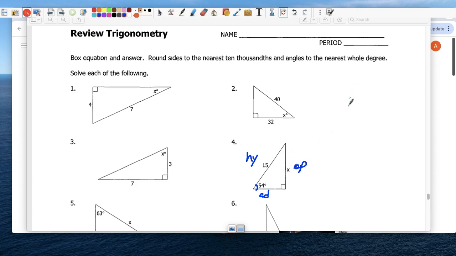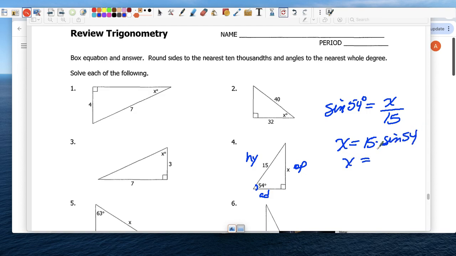And we want to find the opposite. So I want something that has the hypotenuse and the opposite, right? That would be the sine. So sine of angle 54 equals the opposite, which I don't know, over the hypotenuse, which is 15. So if you cross multiply, you get x equals 15 times sine of 54, and we are going to get the length of side x there, 15 times sine of 54.